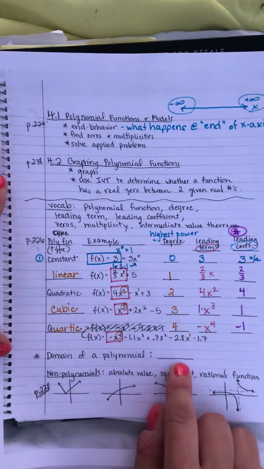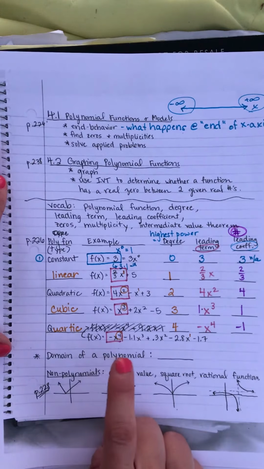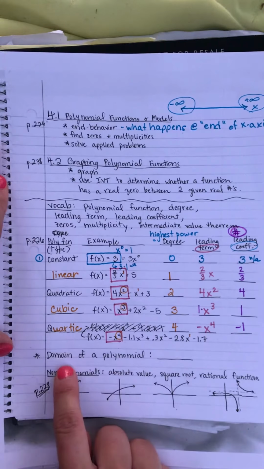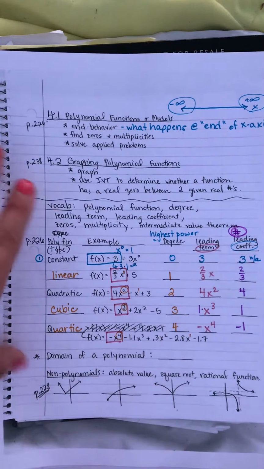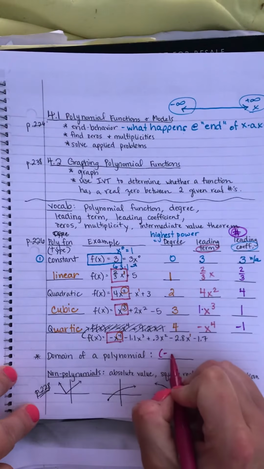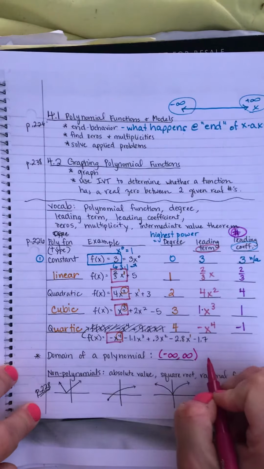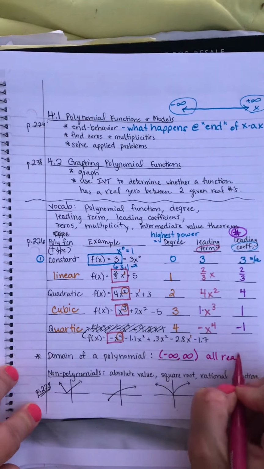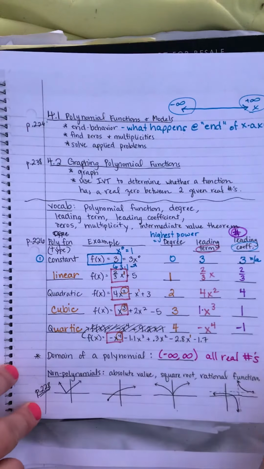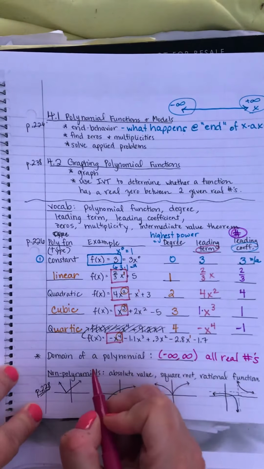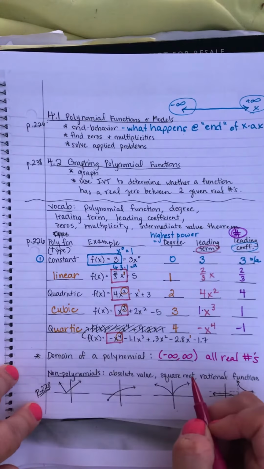Now, the domain of a polynomial, for every single polynomial, the domain's the same. It's negative infinity to positive infinity. It's all real numbers. It goes on forever to the left, and it goes on forever to the right.